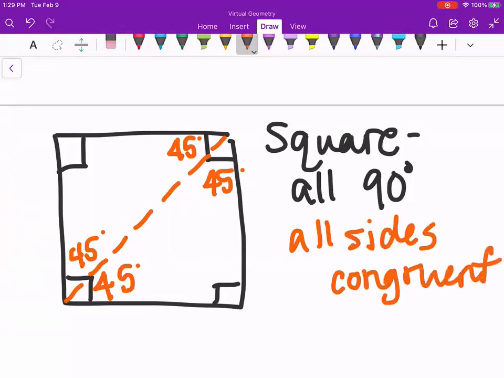Okay, so again, you're going to see some problems like this that use the square as opposed to coming out and saying that you have a 45, 45, 90 triangle. So just some things I want you guys to keep in mind when you're working with squares. Again, you get two 45, 45, 90 triangles in every square, depending on how that diagonal is drawn.